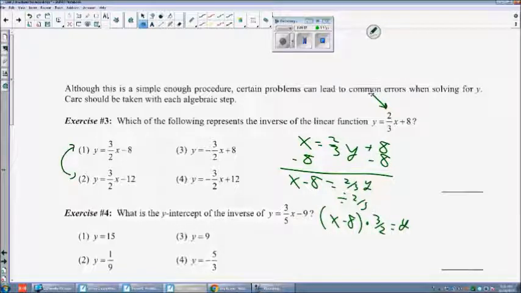It's one of those two right there. So it's definitely not this one, because the 8, let me see, 8 times 3 is 24, divided by 2 is 12. 8 times 3 divided by 2 is 12.